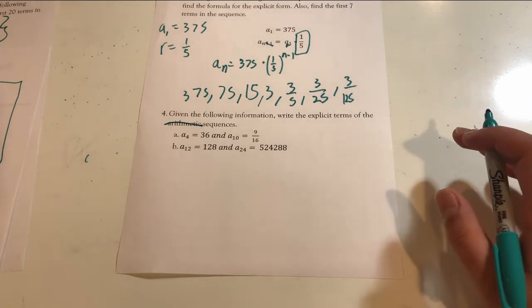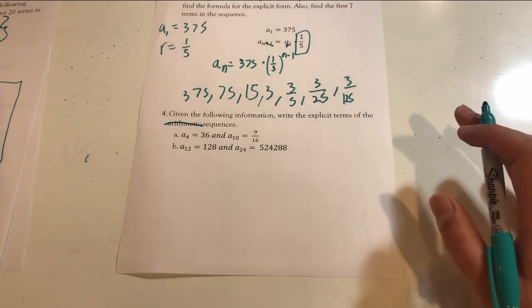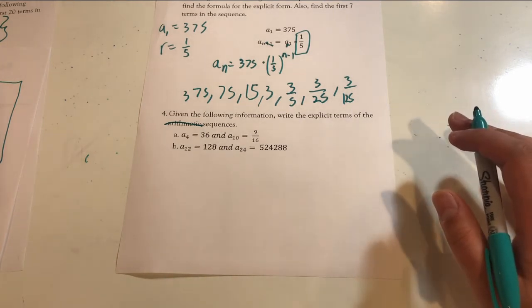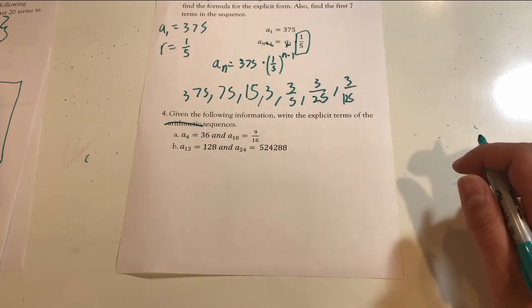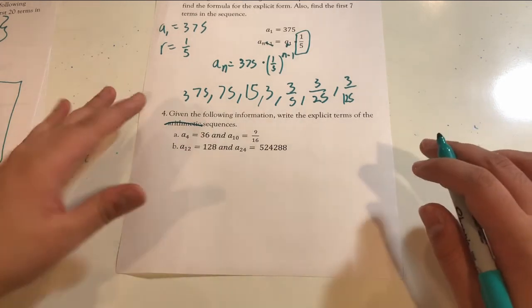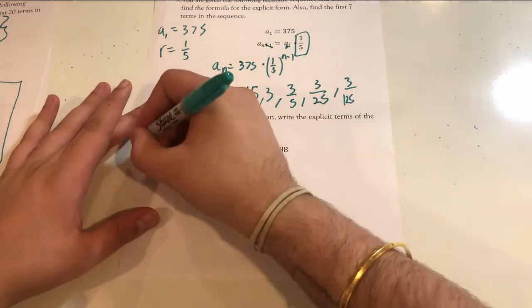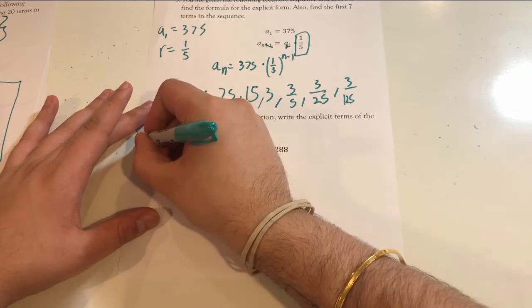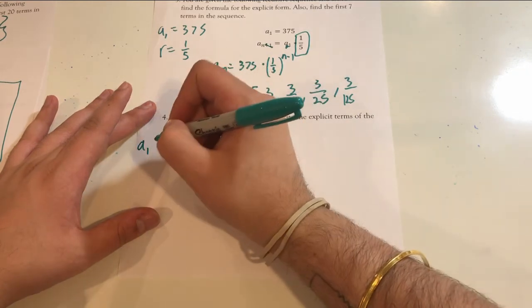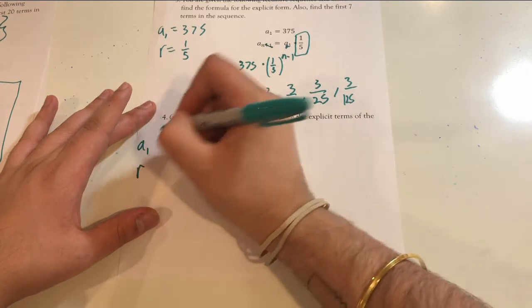And what we want to do is, based off that, write the explicit form of the sequence, the explicit formula. So I'll do this one at a time. First, I'll look at part A. What do we need to write the explicit formula? As always, we need a sub 1 and we need r.